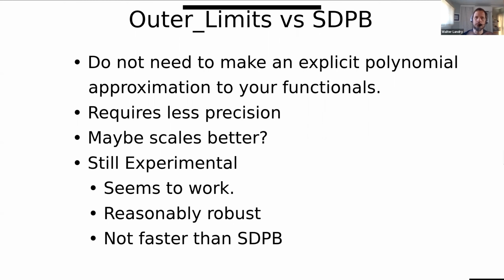So, when it comes down to it, this is essentially the pros and cons of outer limits versus SDPB. You don't need to make an explicit polynomial approximation to your functionals, though there ends up being a polynomial approximation because I do it for you, internally. You only give it essentially the value of the functionals at Chebyshev zeros, and then I will compute the polynomial for you. It requires less precision.